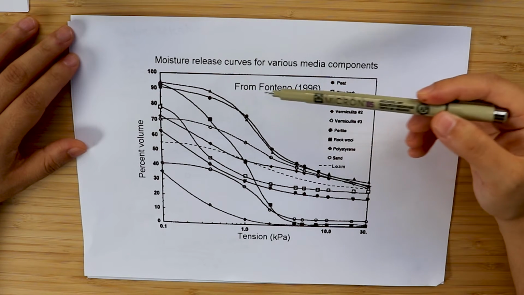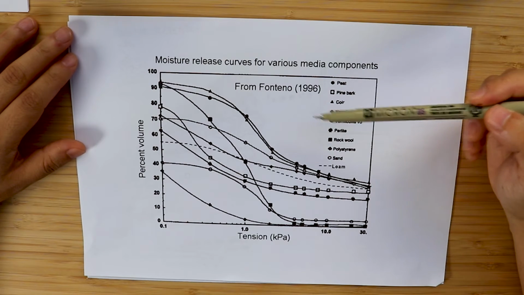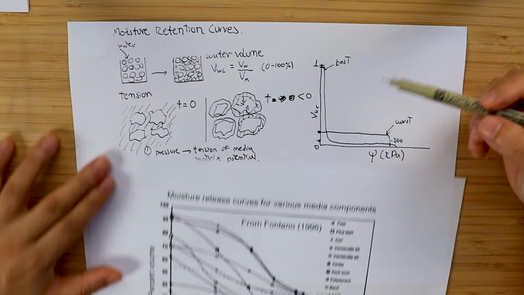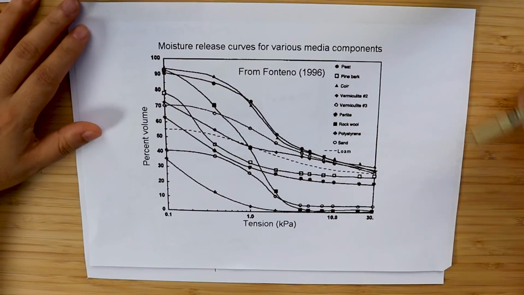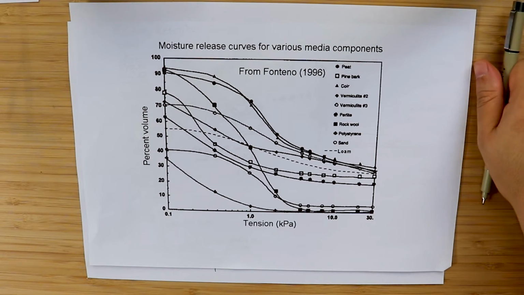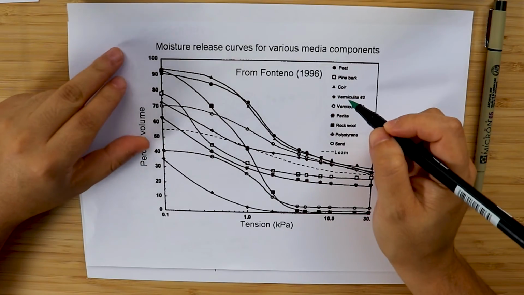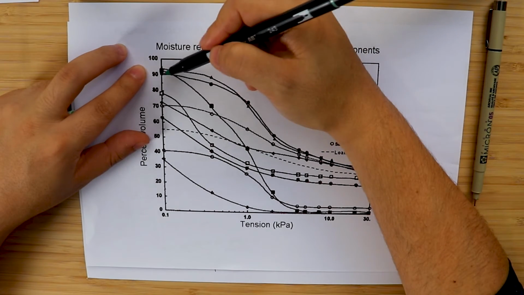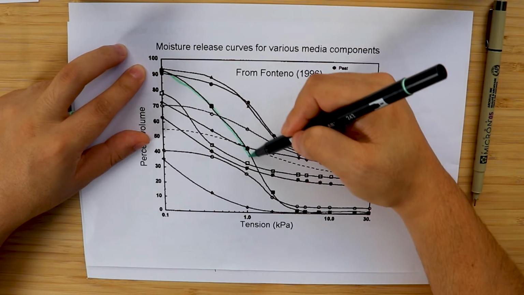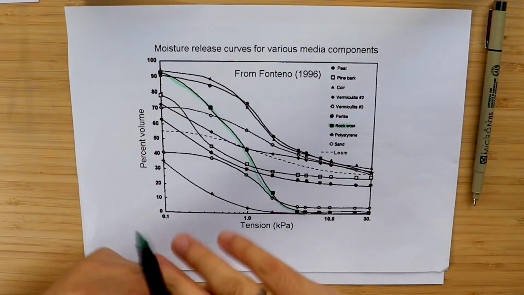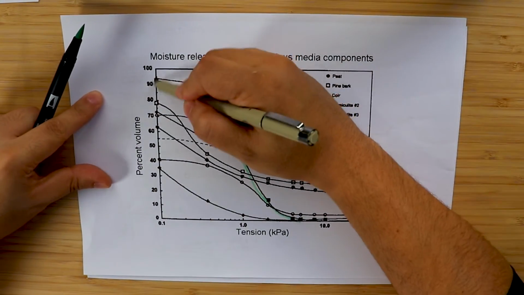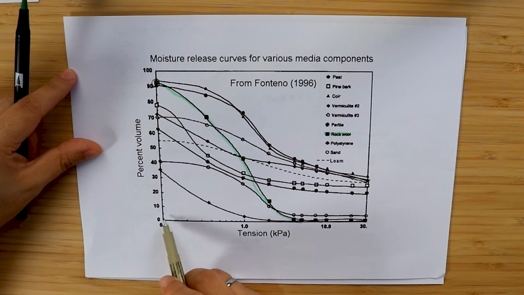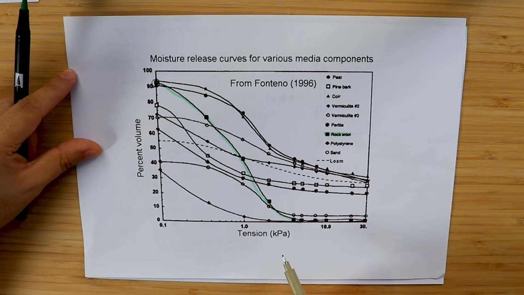What we basically have here are different media that are being compared. So let's consider what we just discussed in terms of the best and the worst media and how they look. So let's look at Rockwool here. It's this square. You can see how we start very high, almost close to 100%. And then we are able to draw almost all of this before we reach even 10 kilopascals.